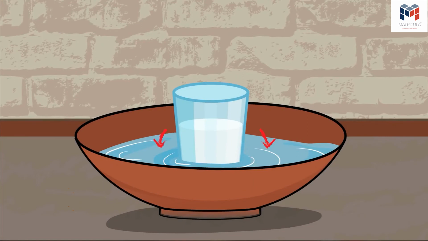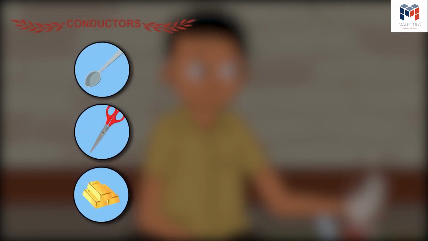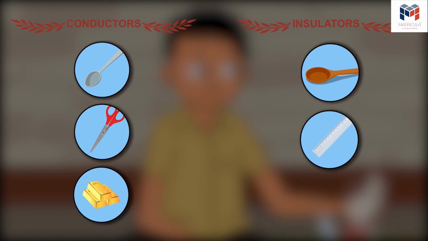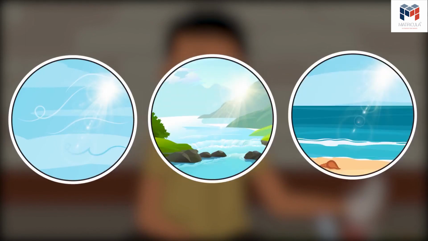Friends, we learned that heat is transferred from a hot to a cold object. The materials which let heat pass through them are known as conductors, and the materials which do not allow heat to pass through them are known as insulators. Ravi asked a question. What could be the answer to that? Are air and water conductors or insulators? We shall look for the answer to this in the next video. We shall meet soon.